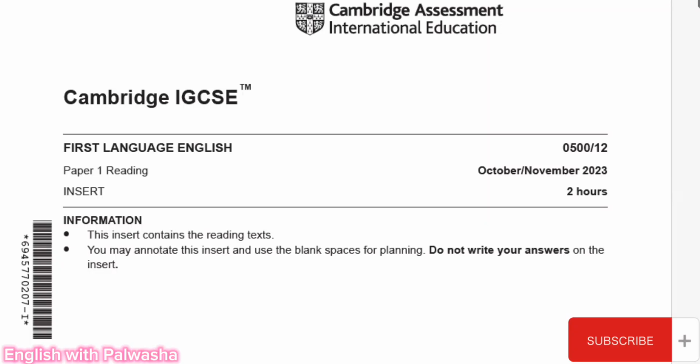Okay, welcome to the first session of Cambridge IGCSE course code 0500, and we are going to discuss the paper pattern in today's session. This is basically the first language English. All right, so we have basically two papers. The first one is going to be the reading paper, paper one.